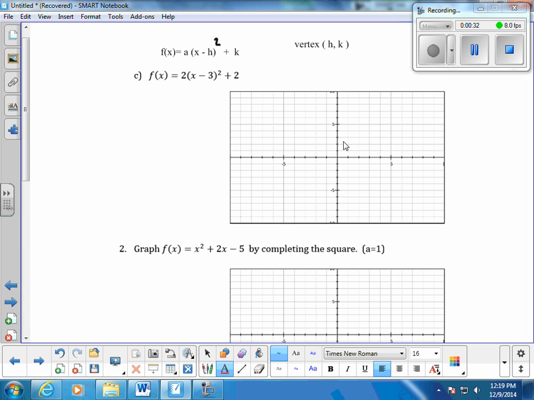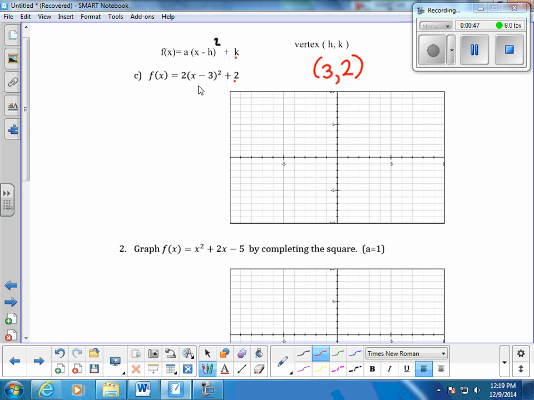So H is going to be the opposite of H, so it's going to be opposite here, so your vertex would be positive 3, and then it's the same as the K, so it's just going to be 2. So when it's in the vertex form, it's going to be opposite, same to determine your vertex.